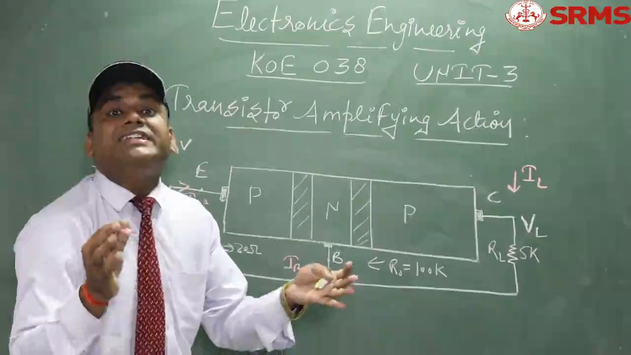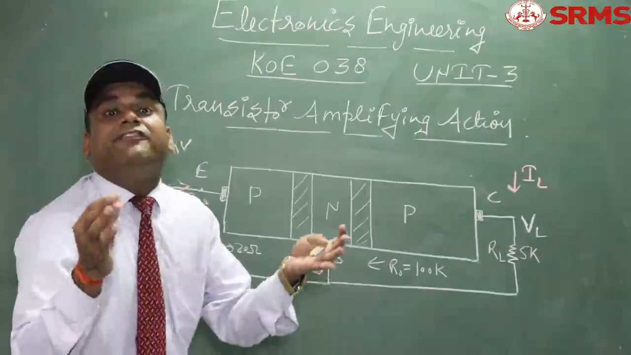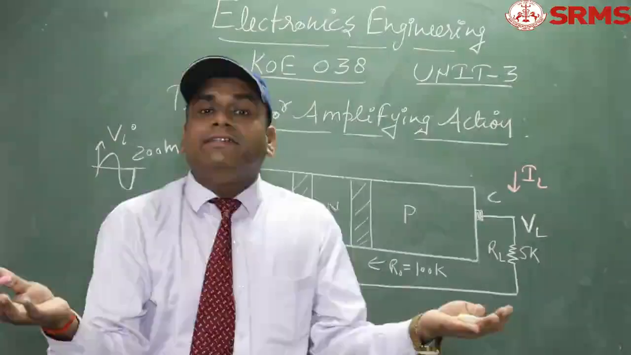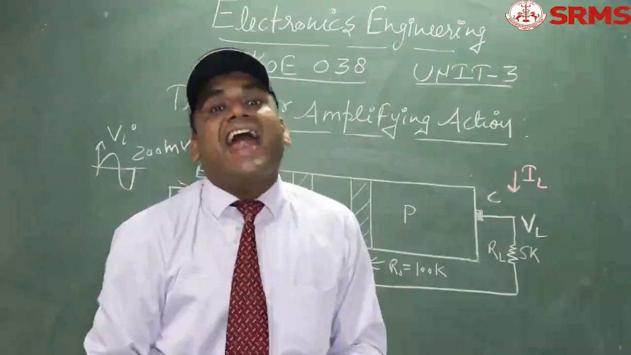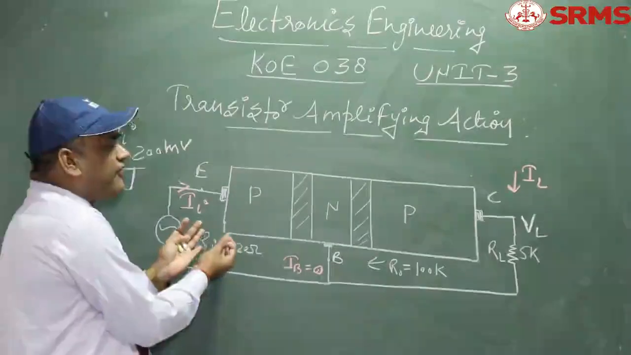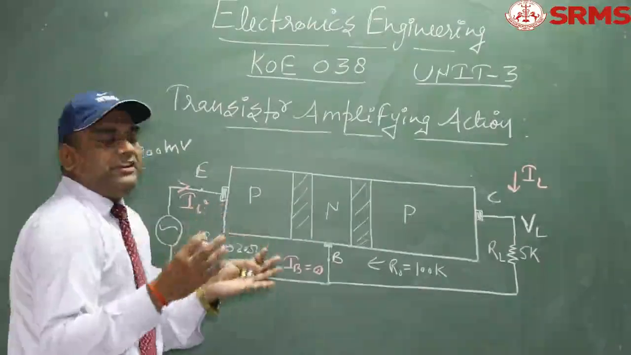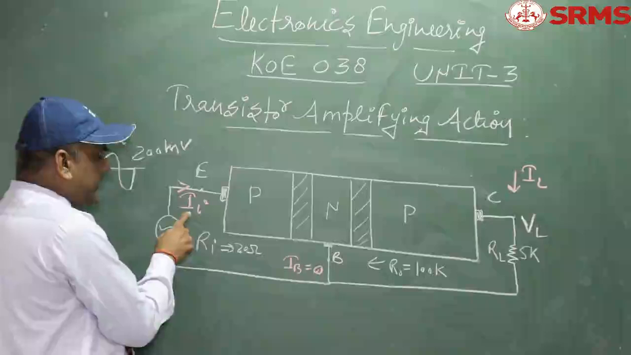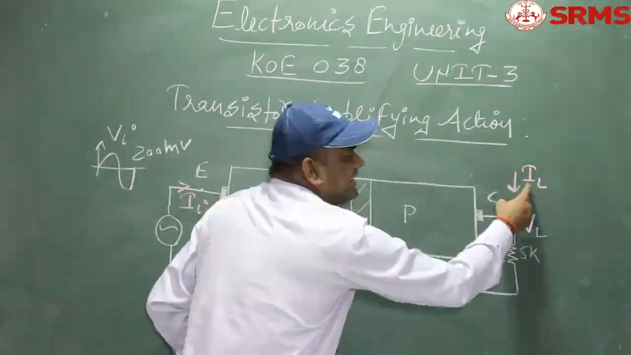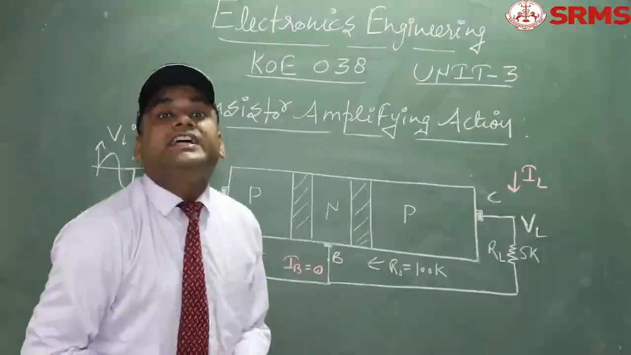That means we want to increase the voltage level, the voltage strength of such a weak signal, so that our instrument will be able to detect that weak signal. How the amplification is done with the help of the PNP transistor, we will discuss. So let us assume the input current is Ii and the output current is IL, and this IL current is known as the load current.